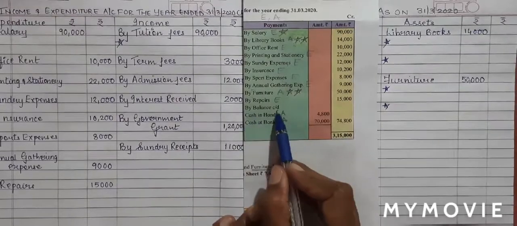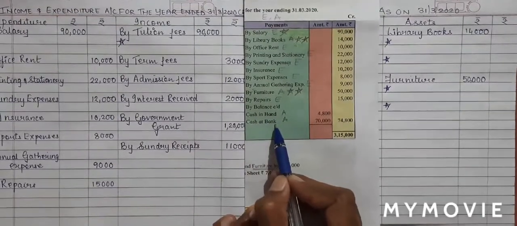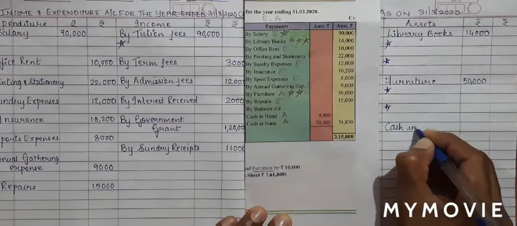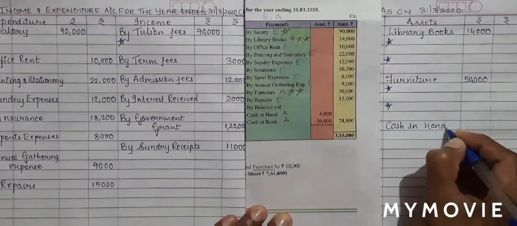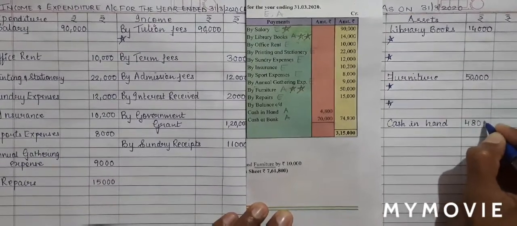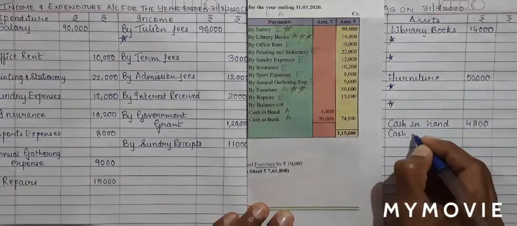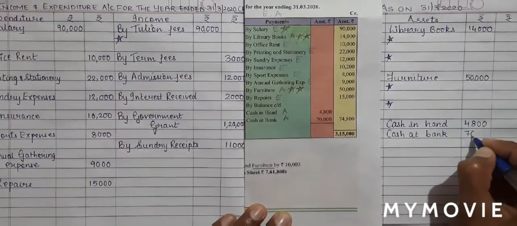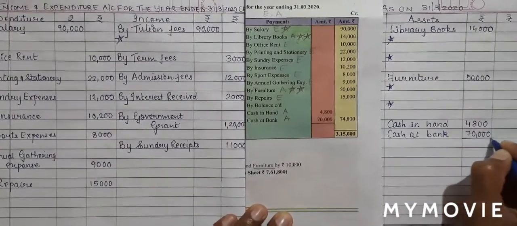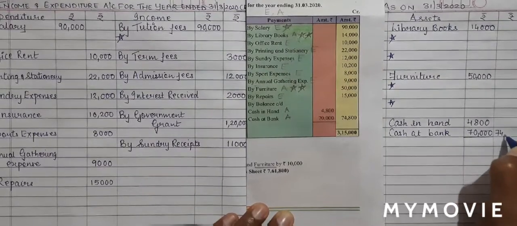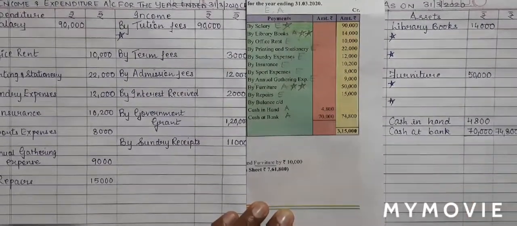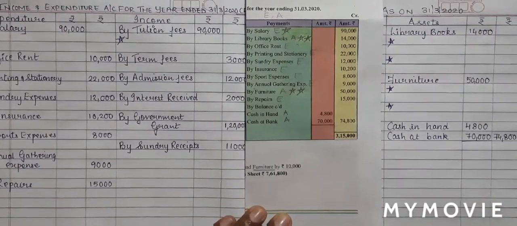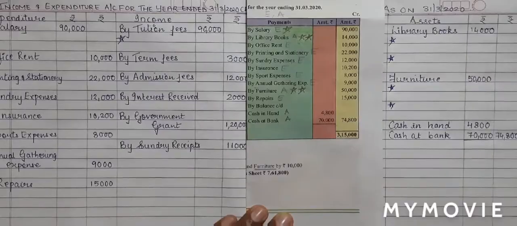Next is balance carried down. Cash in hand and cash at bank, both will be written on the asset side. So I just have to copy it. Cash in hand, inner column 4,800. Cash at bank 70,000. So the total of this goes in the outer column 74,800. With this, students, we have completed step number 3, writing it in the inner column and the outer column.